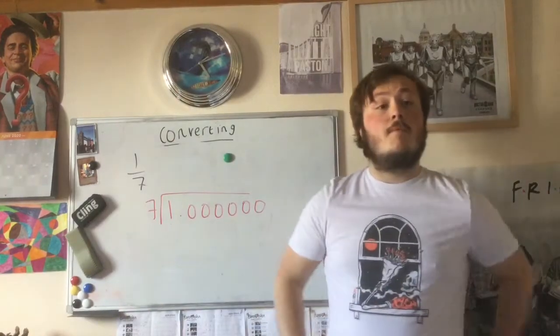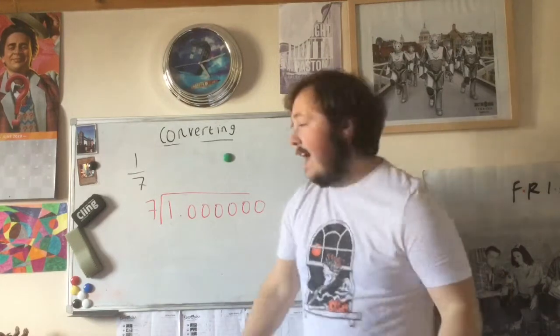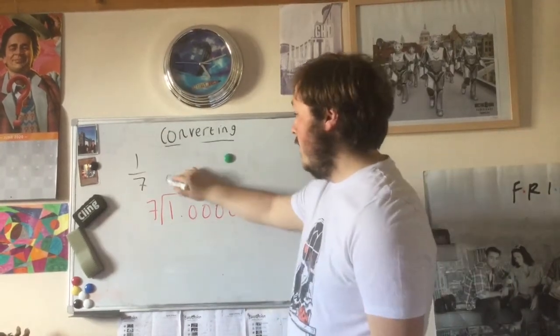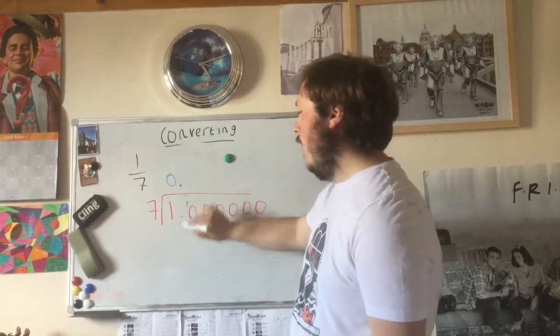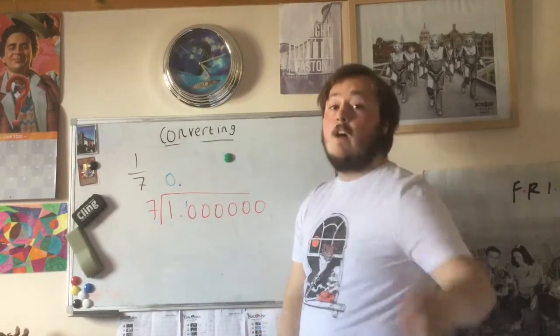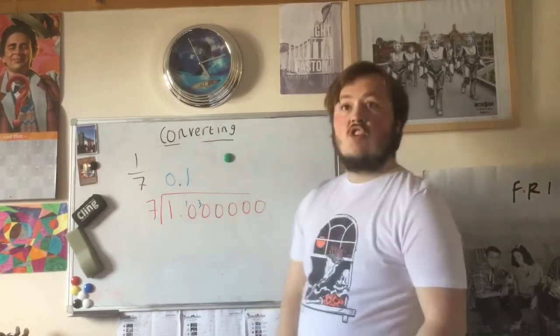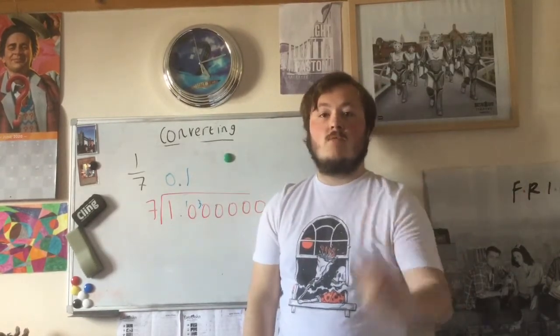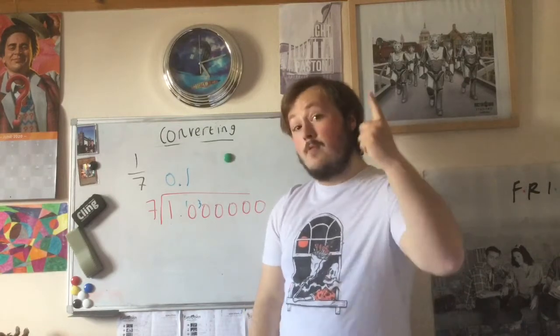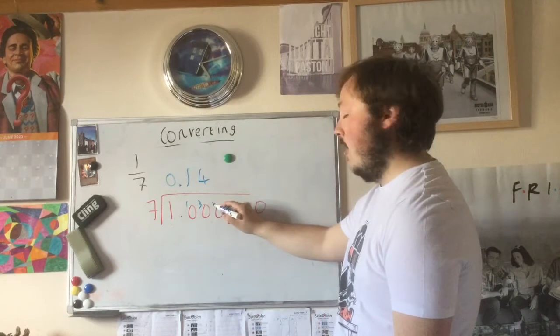Now here's the final one before your challenge. 1 over 7, let's do it. How many 7s go into 1? Well, 0, put the decimal point, remainder of 1. How many 7s go into 10? Well, 7, 14, stop, too far, only goes in once, with a remainder of 3. How many 7s go into 30? 7, 14, 21, 28, 35. Stop. 28 was the best, so it goes in 4 times with a remainder of 2.